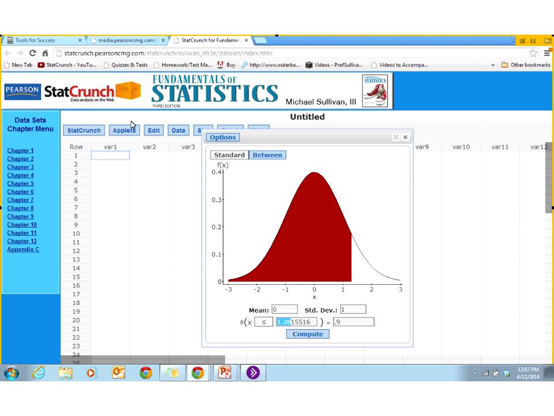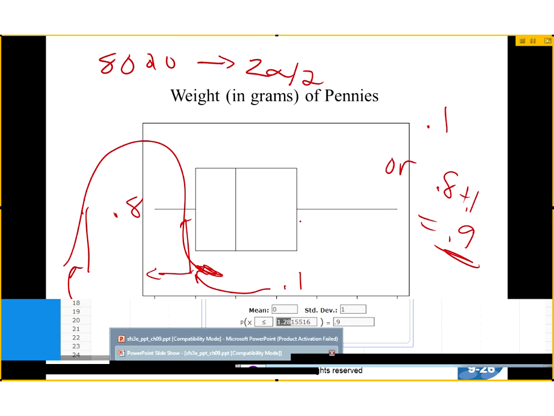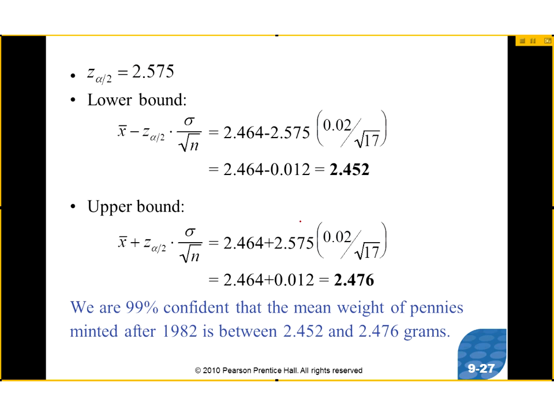Okay, so let's go back. This looks like a big mess. All right, so this lower bound is x bar minus z of alpha over 2 times sigma over the square root of n, and then the upper bound. We can say that we're 99% confident that the mean weight of pennies minted after 1982 is between 2.452 and 2.476.